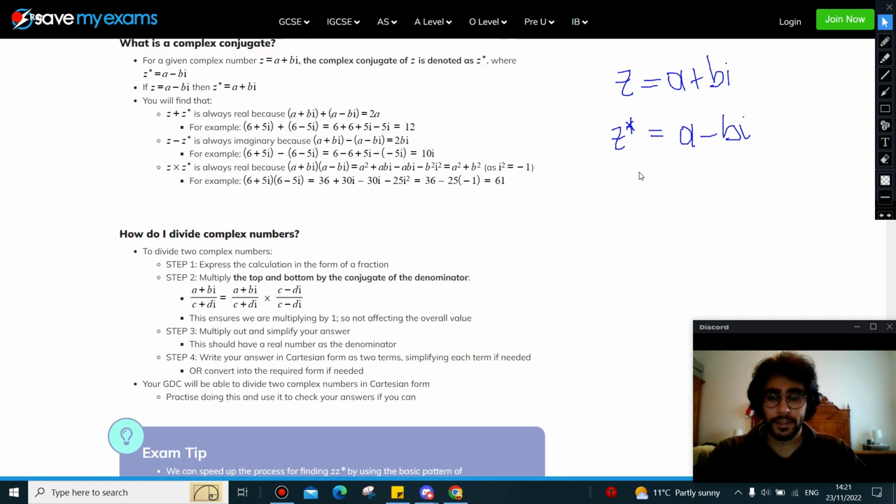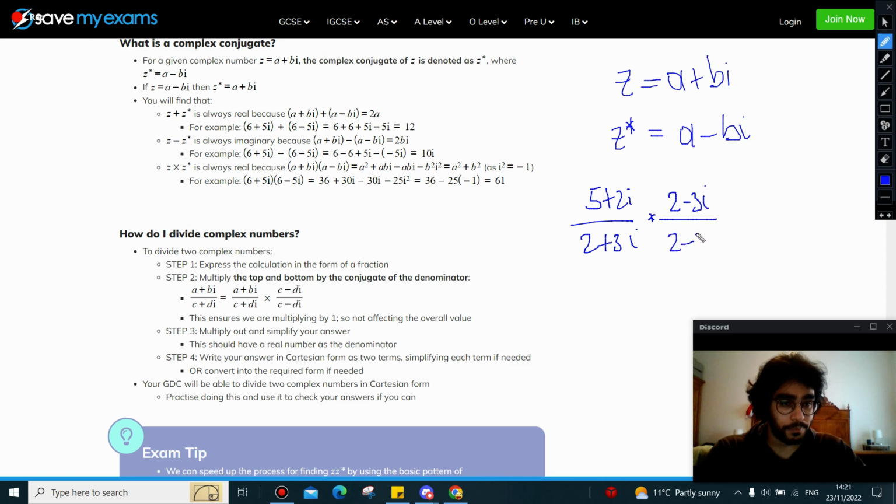So, for example, let's say that you are dividing 5 + 2i by 2 + 3i. How would you divide these complex numbers? Well, in order to divide a complex number by another complex number, you have to multiply that division by the conjugate of the denominator divided by the conjugate of the denominator. So you need to have (2 - 3i) multiplied by (2 - 3i).